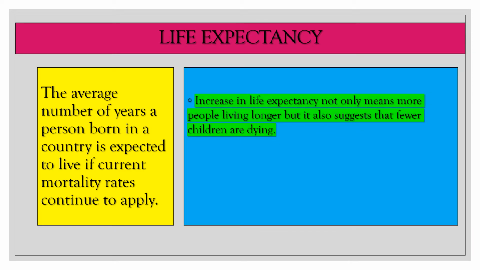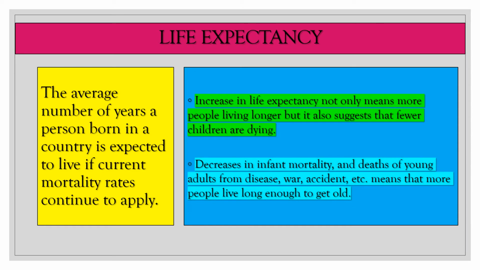Now, increase in life expectancy not only means more people living longer, but it also suggests that fewer children are dying. Now, what are the reasons for an increase in life expectancy? Decrease in infant mortality rate and deaths of young adults from disease, war, accident, etc. means that people live long enough to get old.